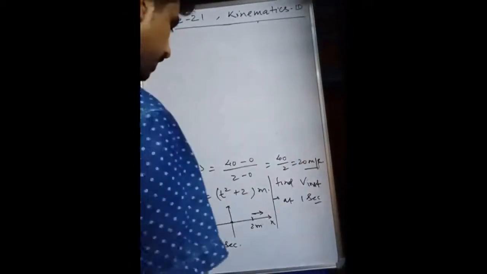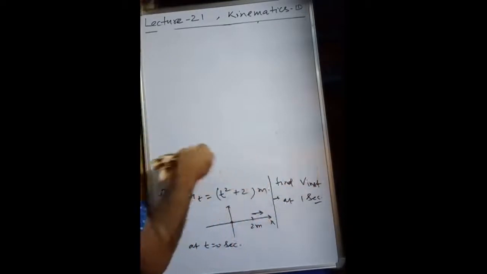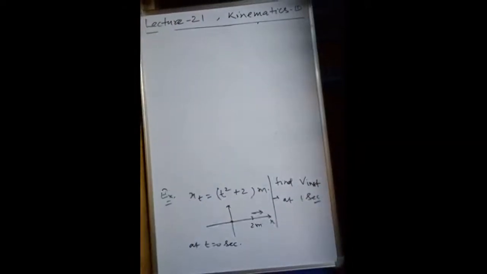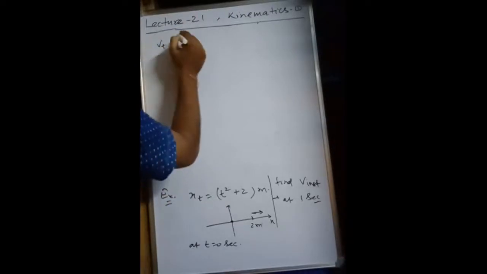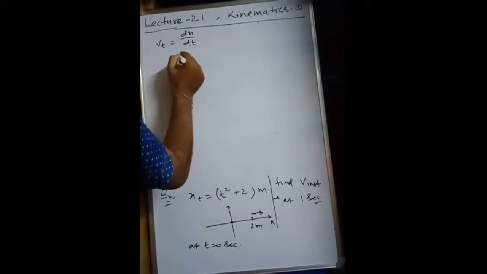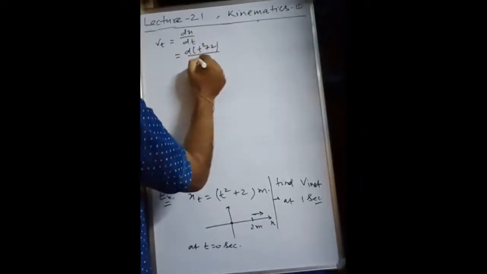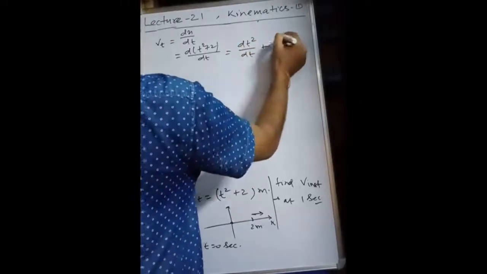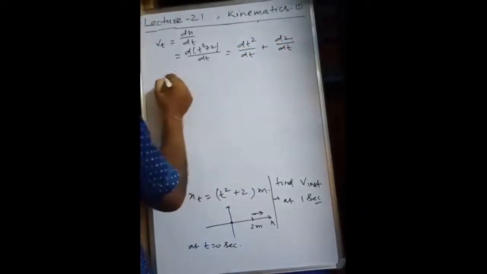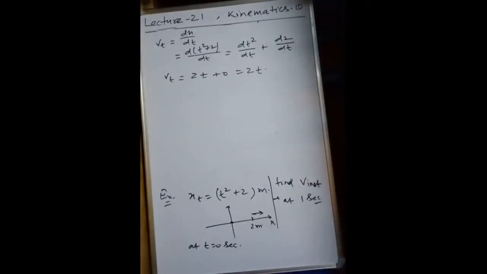I have discussed. Now, we are going to find the instantaneous speed at 1 second. So, the instantaneous speed at any time t seconds is dx by dt. x is t square plus 2, so dx by dt is d(t square) by dt plus d(2) by dt, and this can be written as 2t plus 0, that is 2t. Am I right? Yes.